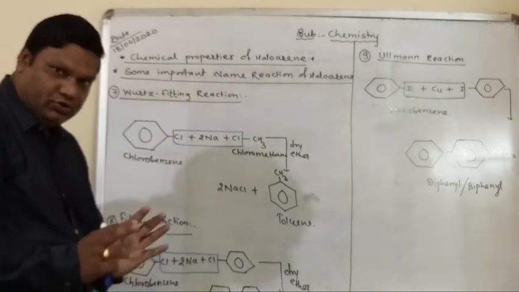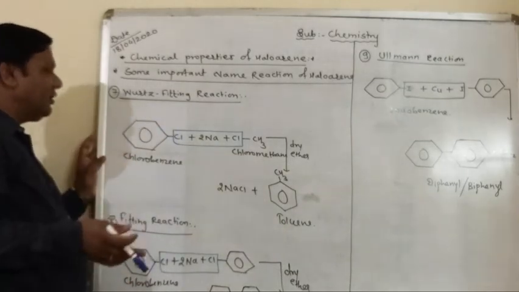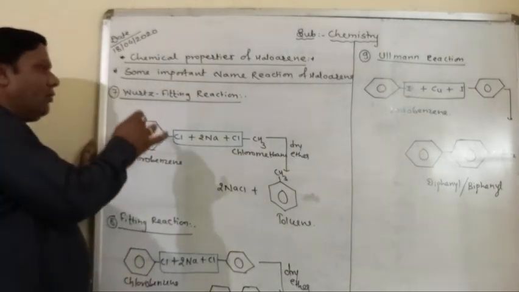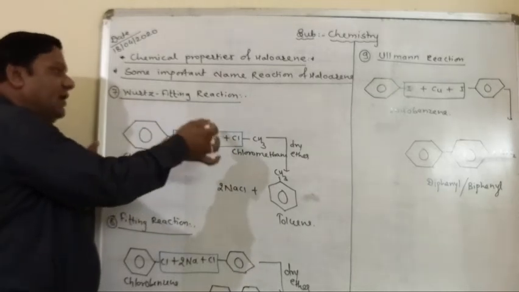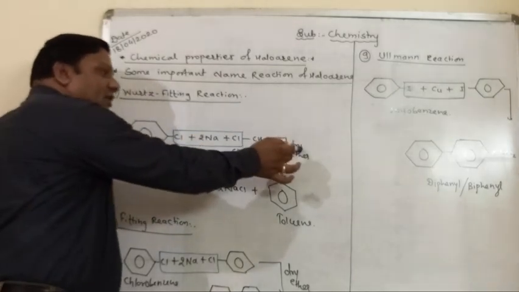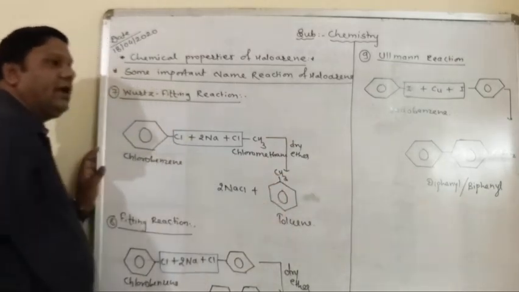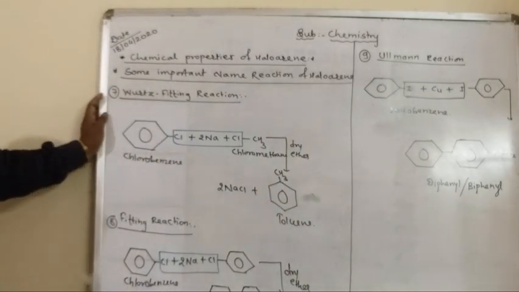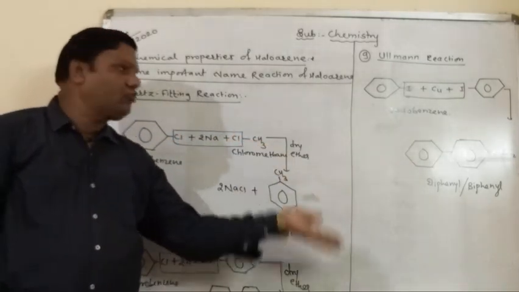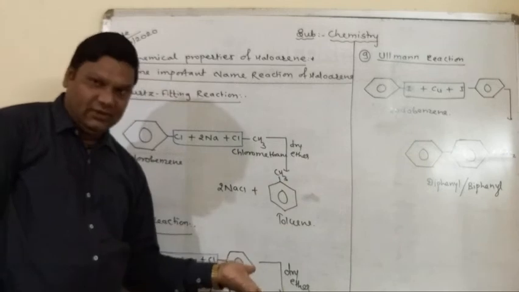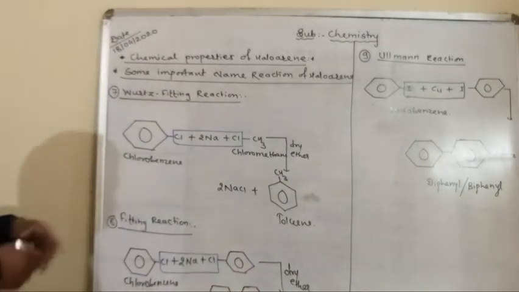there. Understood? So the Wurtz-Fittig reaction says that one molecule of alkyl halide and one molecule of aryl halide react with sodium metal in the presence of dry ether to get the corresponding alkyl benzene. Understood? In place of CH3Cl, if you take C2H5Br, you will get ethyl benzene. No issue, whatever substance you have to take.